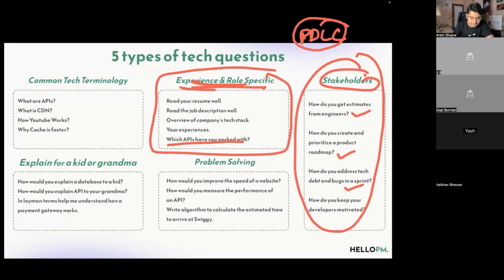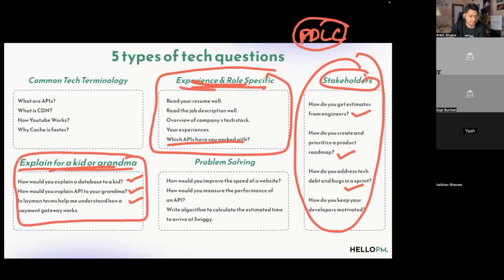Okay, and after this, we have these questions. These are also very common, which is explain to a kid or a grandma because you need to understand the technical concept and you need to explain it to a non-tech person. You need to be good with this. So people can ask you questions like, how would you explain a database to a kid? How did you explain API to your grandma? Okay. In layman terms, help me understand how a payment gateway works.